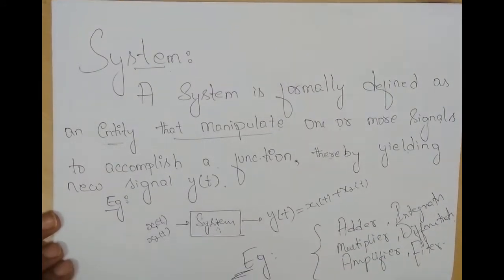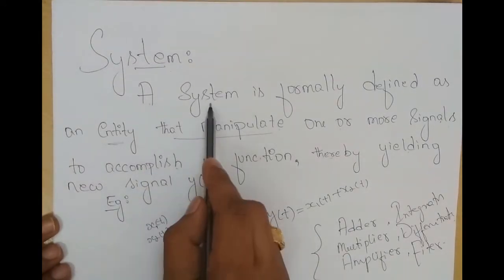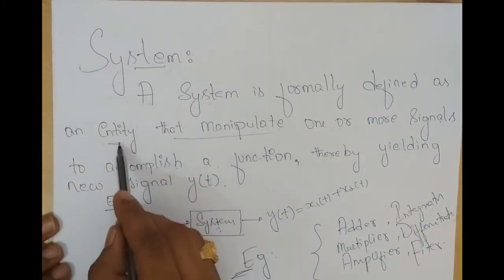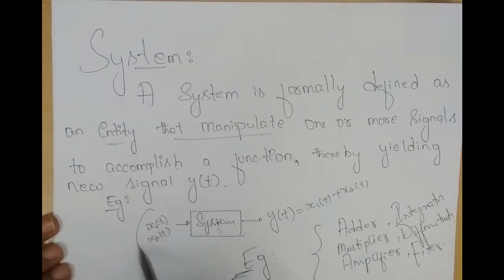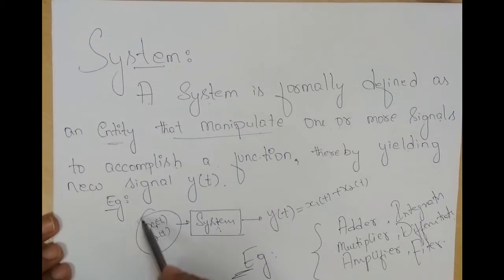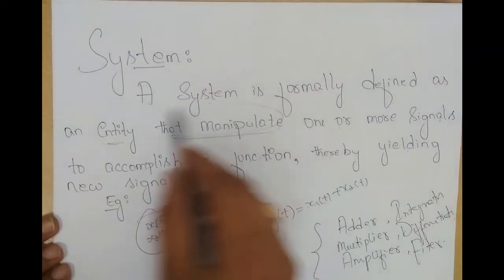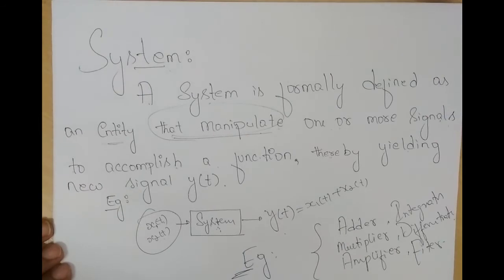Let me define it again. A system is an entity that manipulates the input signal, and that may be one or more input signals, to accomplish a function y of t, thereby yielding a new signal. And what kind of manipulation it is doing depends upon what type of signals and what type of systems we are using. So this is about system.